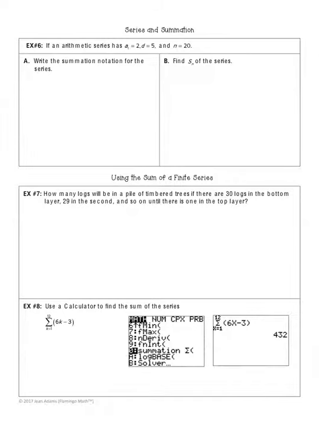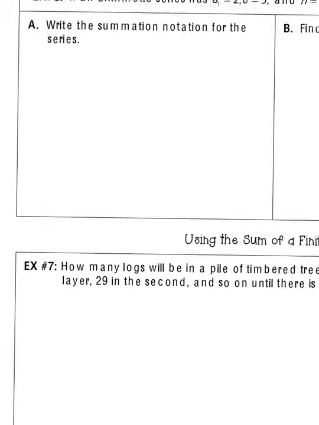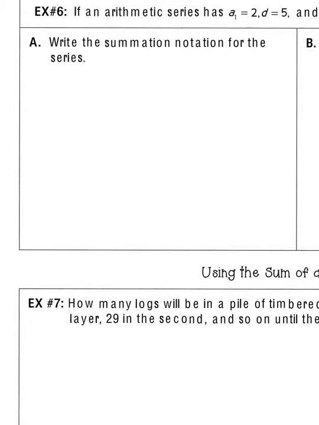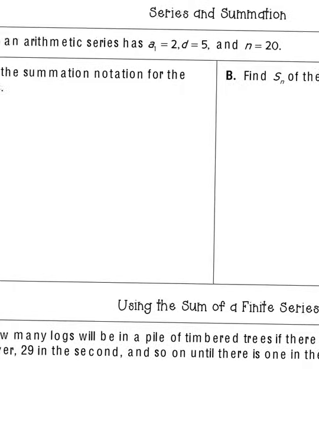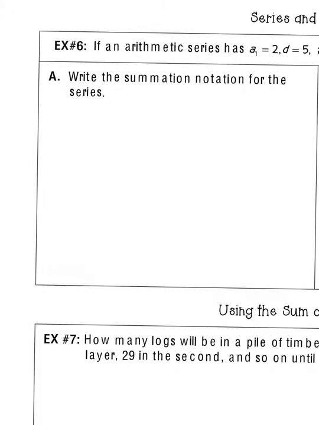All right. Then for our last bit, you are going to write your summation notation, and you know that you have a sub 1 is 2, so you know your first term, and you know your common difference, and you know you have 20 terms. So let's write our summation notation. So I'm going to go from n equals 1 to 20 because I have 20 terms.